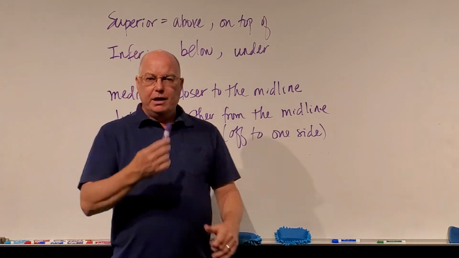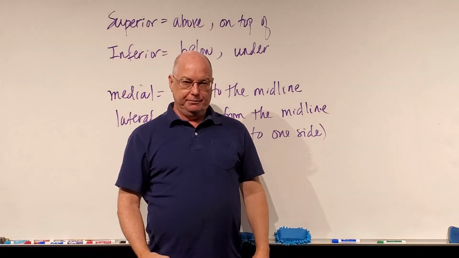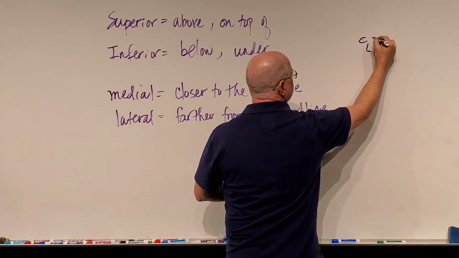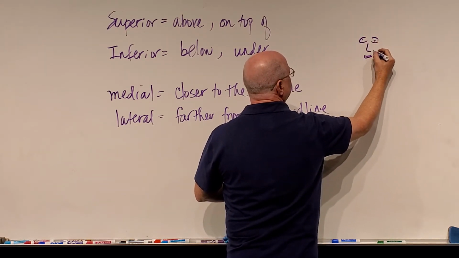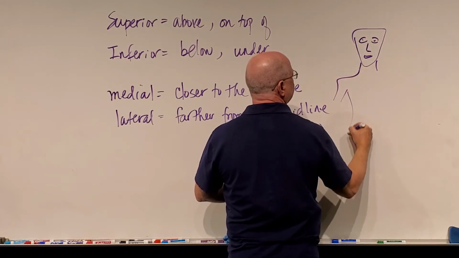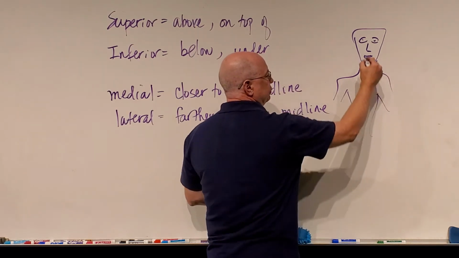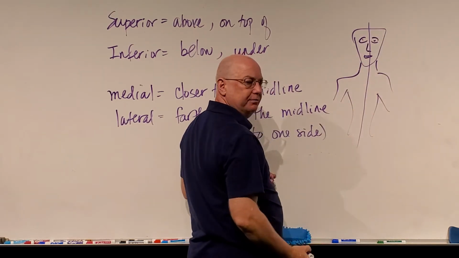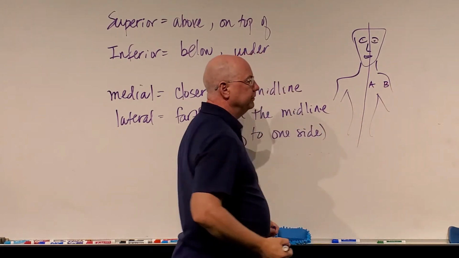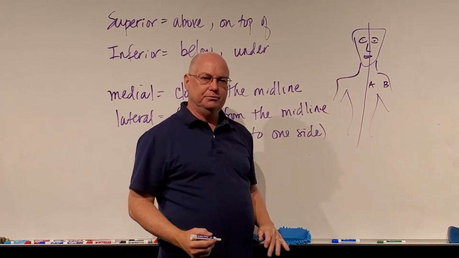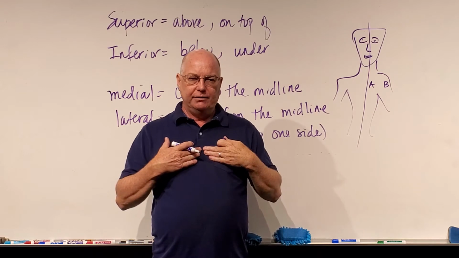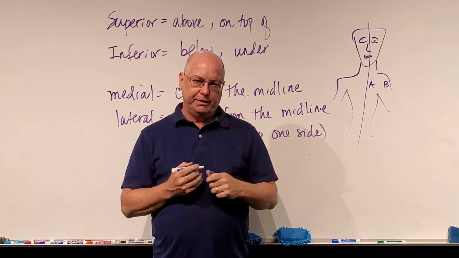For example, if I drew a line right down the middle of my body, let's say I have a little person standing here. Here's the eyes, the nose, the mouth, the head. This person's a mutant, okay? It's just a quick sketch though. If I drew a line right down the middle of the body, right down the midline, and I have two structures, A and B, I could say that A is medial to B, or B is lateral to A. A is closer to the midline of the body, B is farther from the midline.